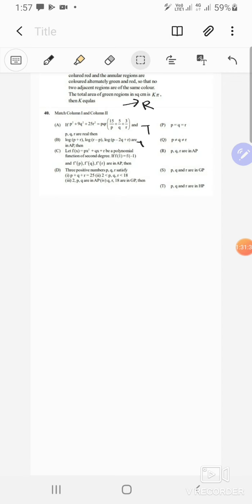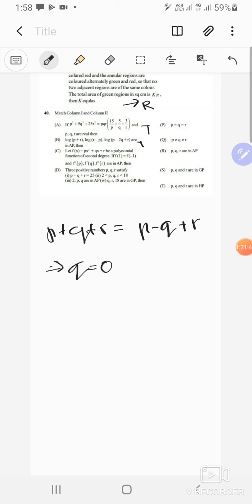So p, q, r is an AP, that now we know. Easy. And the other information is f of 1 equals f of minus 1, so p plus q plus r is equal to p minus q plus r. That gives me what? Yeah, so that gives me q equals 0. Oh, that's nice. So p, q, r is an AP and q is 0, so one of them has to be negative. Fine.